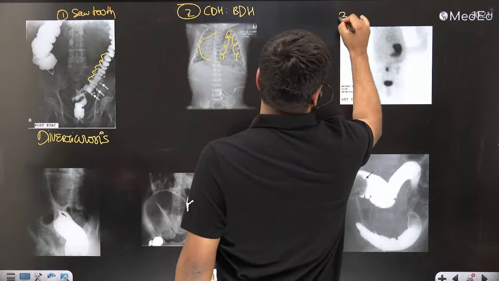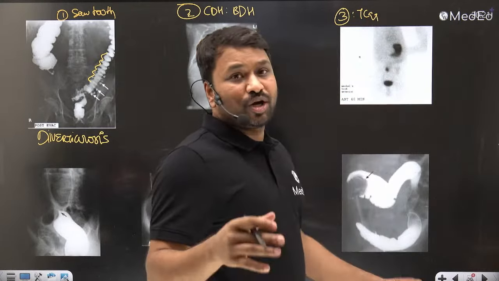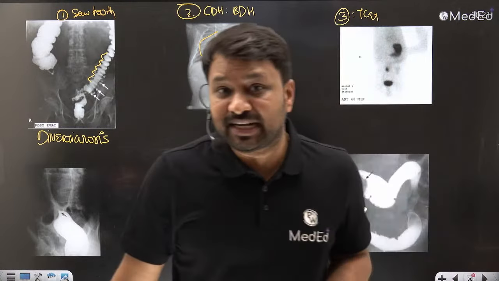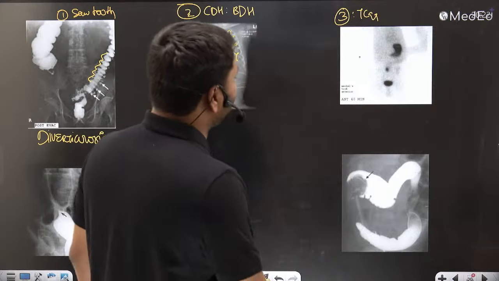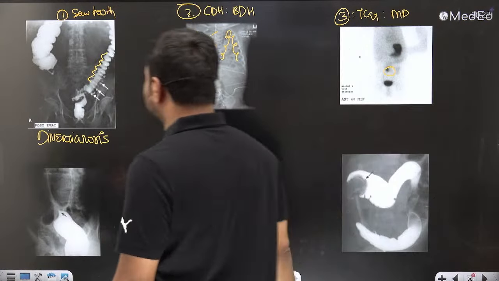Image number 3, this is your technetium 99 scan. Technetium 99 has a very high affinity for gastric type of mucosa as well as transitional type of mucosa. Ectopic foci, if present, indicate Meckel's diverticulum.